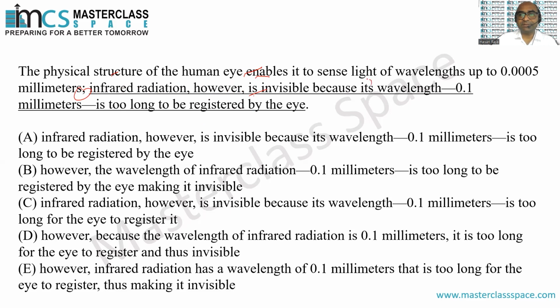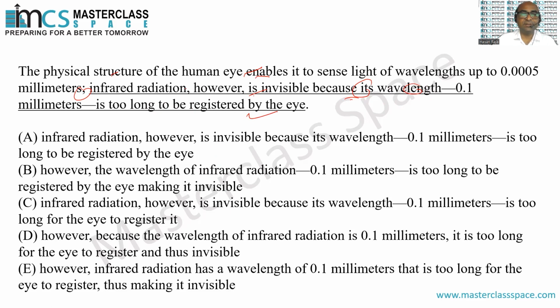Now it's wavelength. So what is its wavelength? It is radiation's wavelength, right? Why? Wavelength of up to, and wavelength of up to. So wavelength, infrared radiation's wavelength. Wavelength means it's singular, therefore it's also okay. Now 0.1 millimeter, this is what? Wavelength modifier, it's also okay. Is too long to be registered by the eye, it's also okay. So option A is fine.